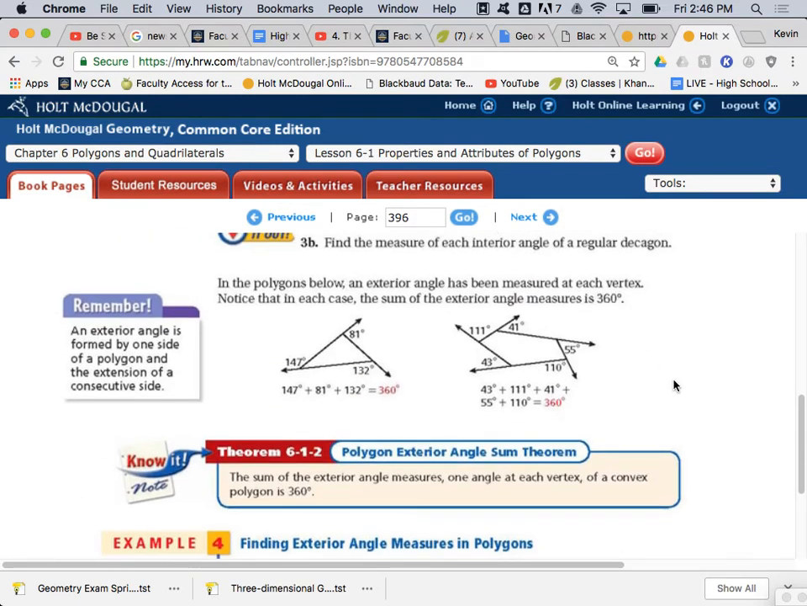Now, look at this. You guys see how these are all exterior angles here? It's angles on the outside. No matter what shape you have, as long as it's a convex polygon, which means it doesn't cave in, the exterior angles always add up to 360. You add all these up, it's got 5 sides, 360. No matter what, it always adds up to 360.